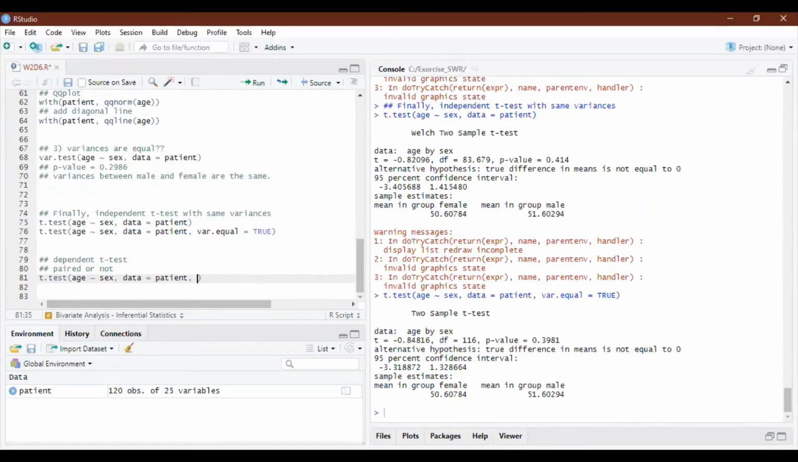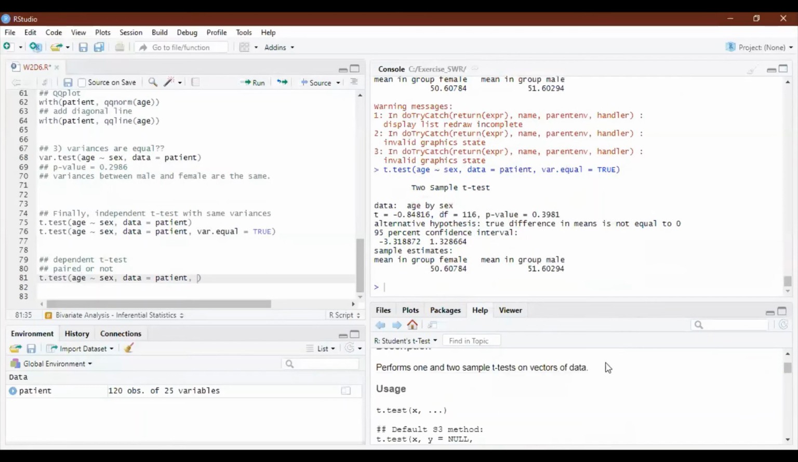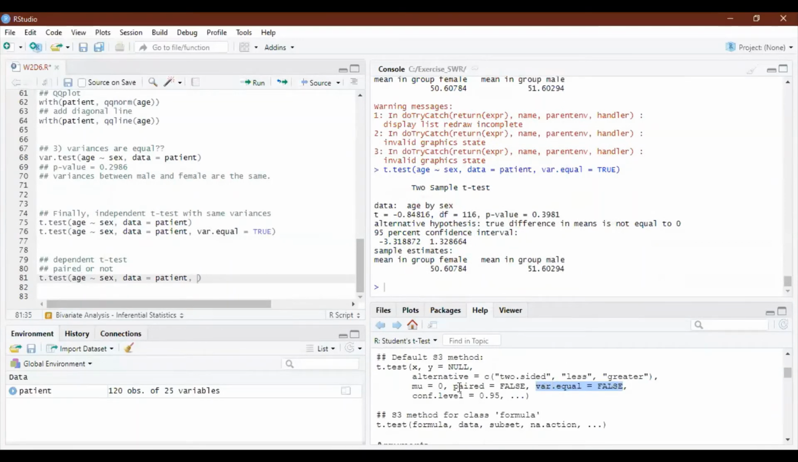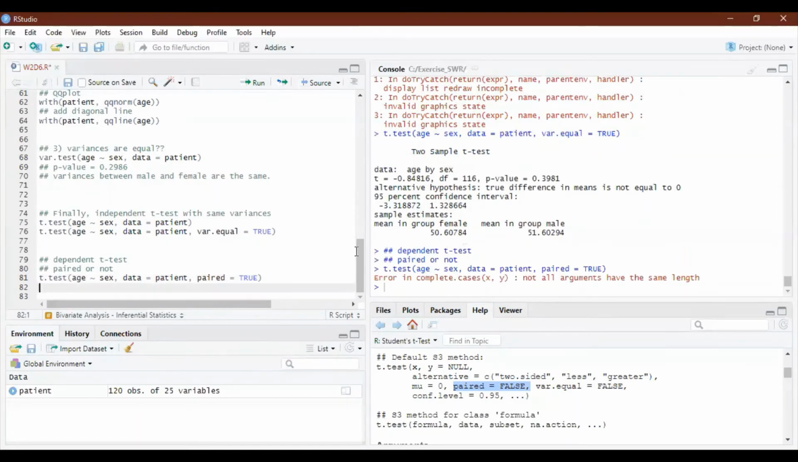And then we can say, here you can look, paired is equal to false, and we have to set it to paired equal to true, and then run this. But you can see that there is an error saying complete.cases, not all arguments have the same length. Because in sex, we have a missing value, right? We have the missing value.